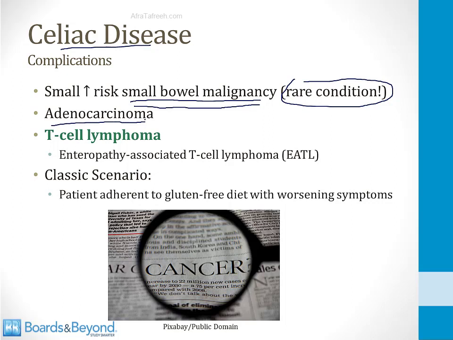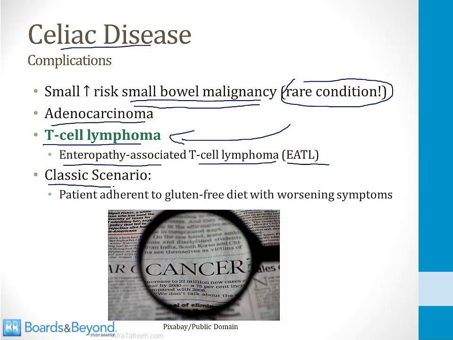There's also an increased risk of a rare cancer called T-cell lymphoma. This is referred to as enteropathy-associated T-cell lymphoma, or EATL. And this is easy to remember because you know that T cells are involved in the pathogenesis of celiac disease. So if you know that, then you can remember that T-cell lymphoma is possible. And the classic scenario for a celiac disease patient who develops small bowel cancer is for the patient to report that they are very adherent to their gluten-free diet, but their symptoms are getting worse despite that. That is a patient who may have developed a cancer.